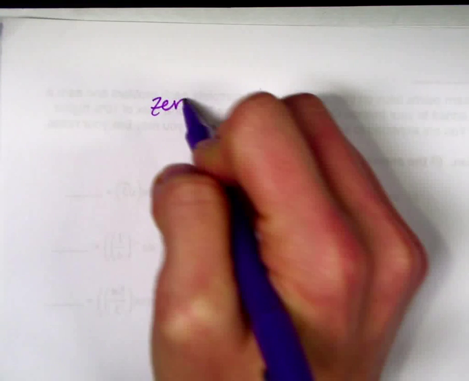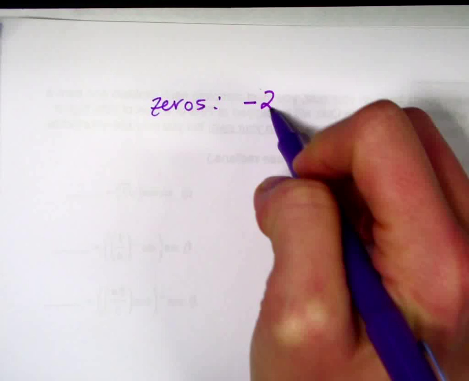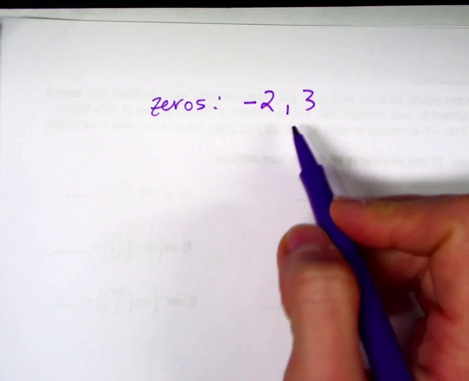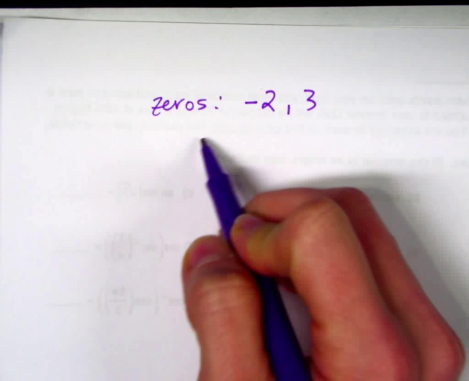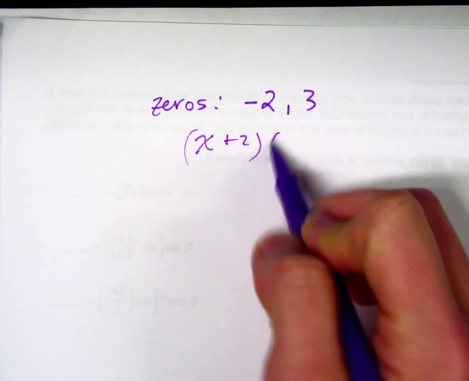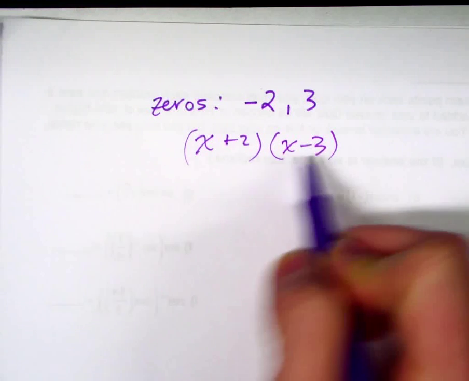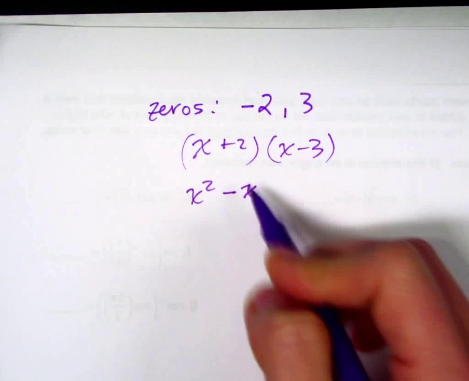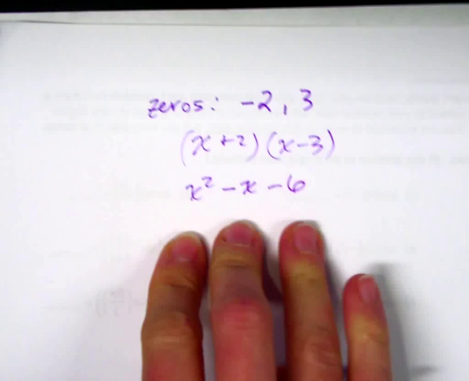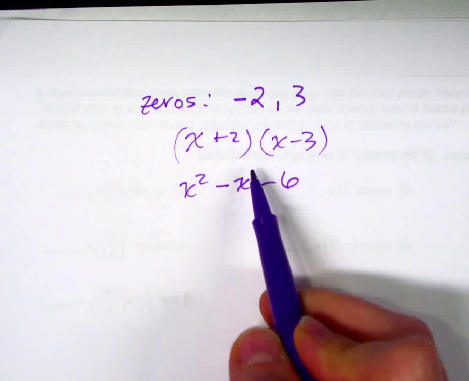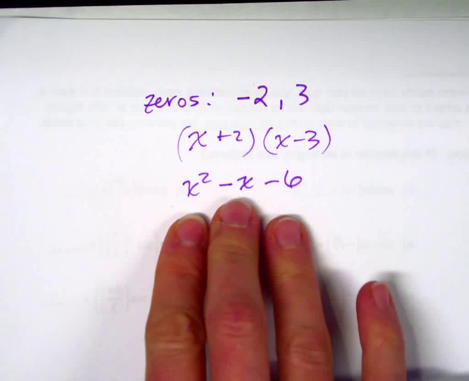If we have, for our roots or our zeros, -2 and +3, how would we set the work up to find the polynomial for this? And then if we multiply this out, we would end up with x squared minus 3x plus 2x, and then minus 6. Now this is a polynomial because all the coefficients are real, all the exponents are positive integers, so this is a polynomial.